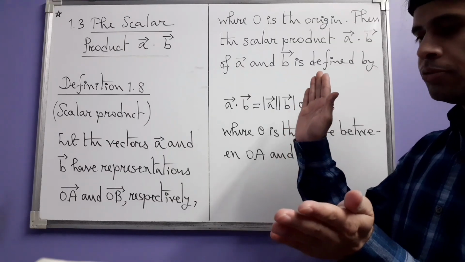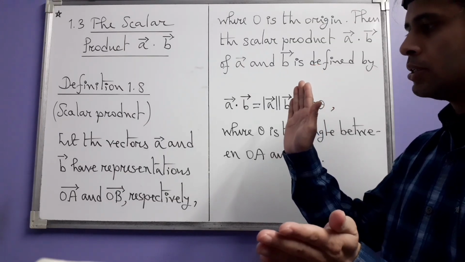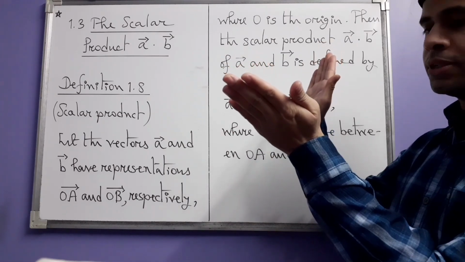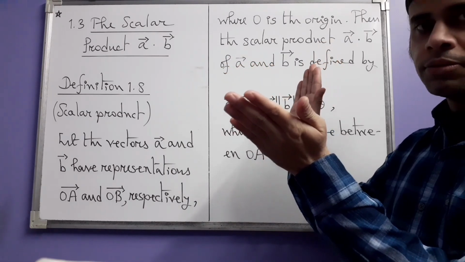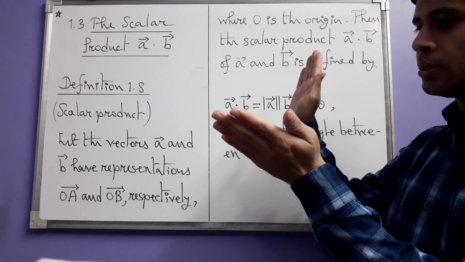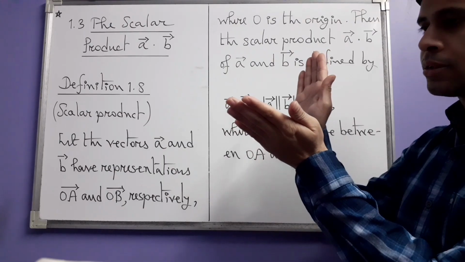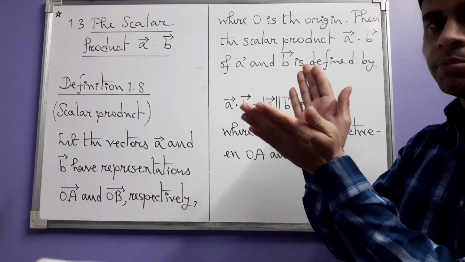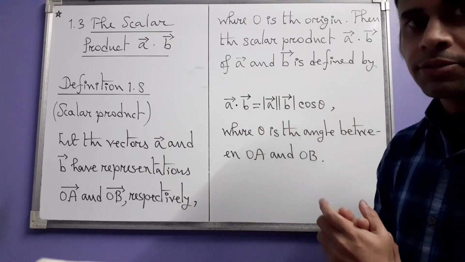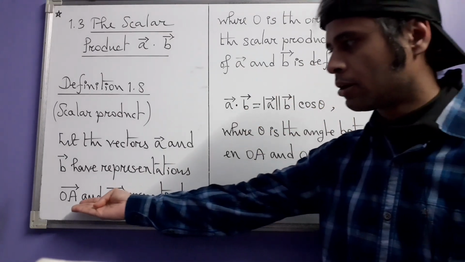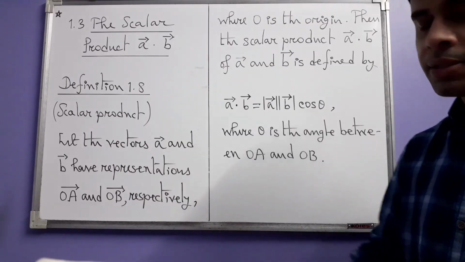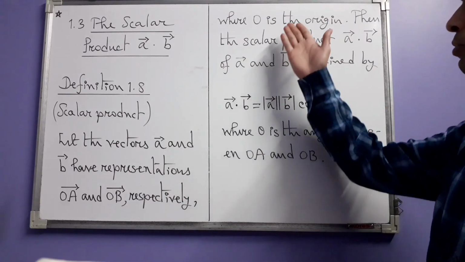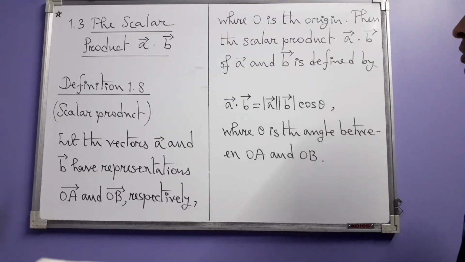Even if you find two representations which are like this, say this directed line segment represents A and this one represents B, then you can translate them parallel to themselves so that you can make their initial points coincide. So you can always have geometric representations like this, where O is the origin.